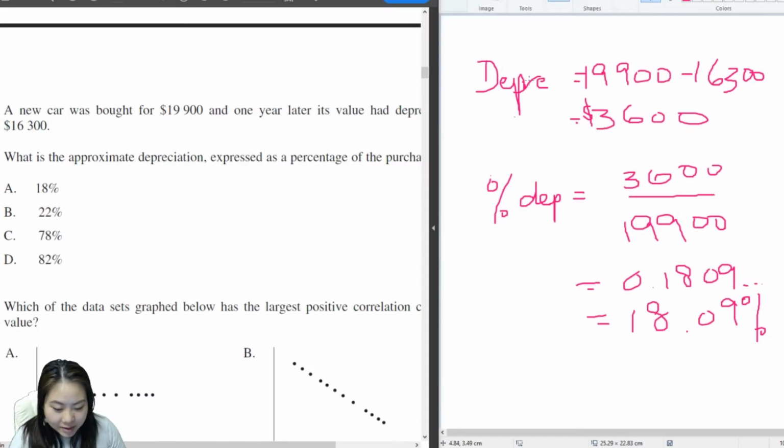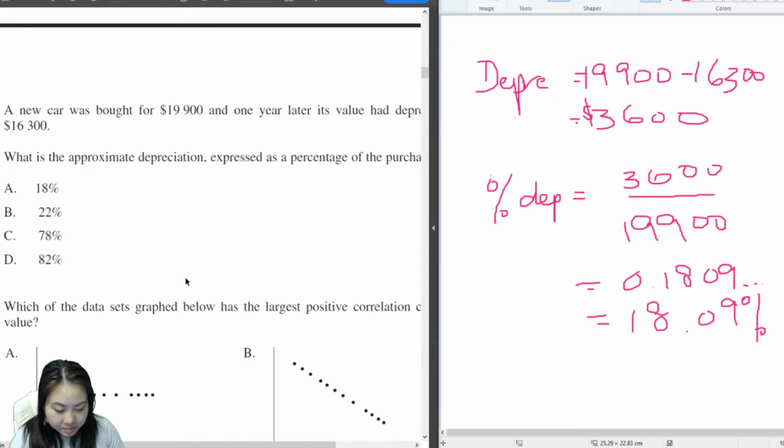First, we need to figure out how much the car has depreciated, and that's just taking away the prices, and we found that it has depreciated $3,600. To find the percentage of the depreciation compared to the purchase price, we put the depreciation over the purchase price, and we get 0.1809 etc., which is the same as 18.09%. And I've already checked the answers and that was correct.